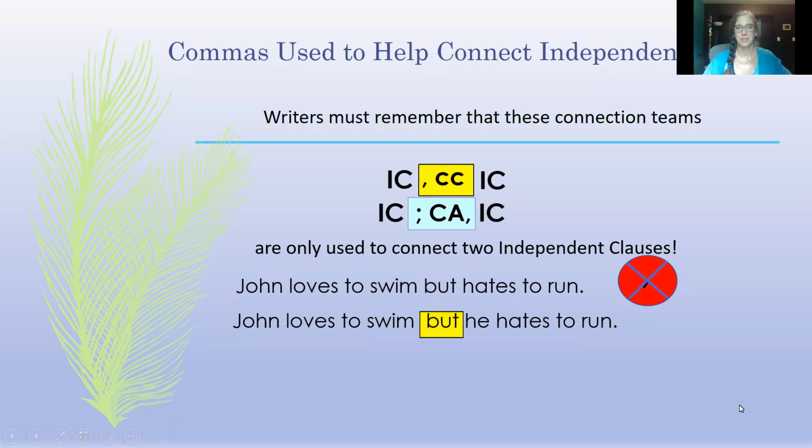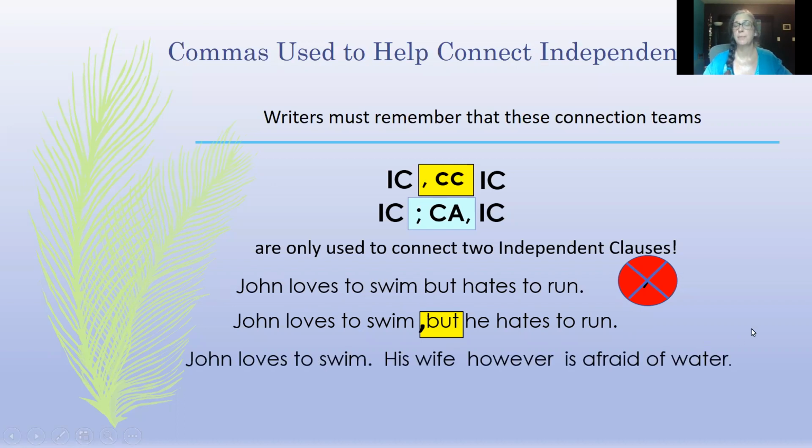Now, guess what? Now I need a comma. Why? Because I added a subject to hates. John loves to swim, comma, but he hates to run. And both of these sentences are grammatically correct. One requires a comma as part of a connection team. The other does not.